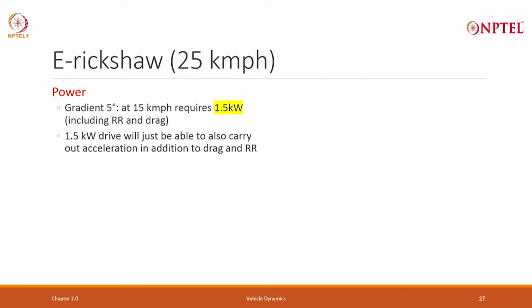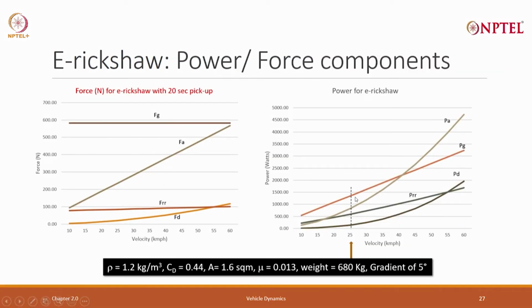So, 1.5 kilowatt, if I look at the acceleration power, is 700 watts, and then there is the drag power and rolling resistance. Together all of them is around 1.2, 1.3 kilowatt. So, a 1.5 kilowatt motor is good. I do not require more than that. In fact, the motor that is used is around 1.2 kilowatt.